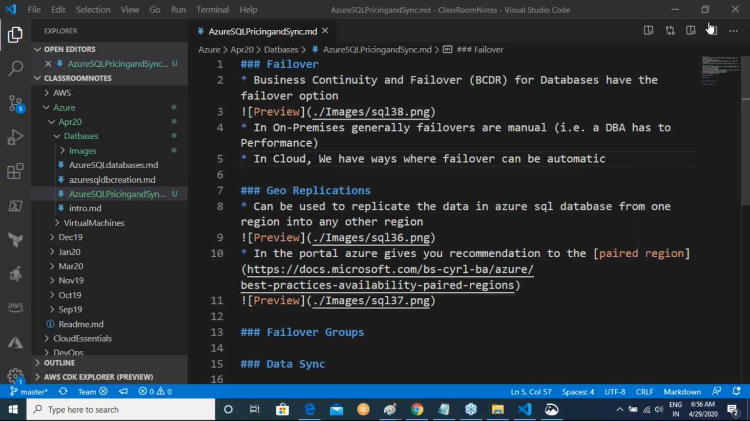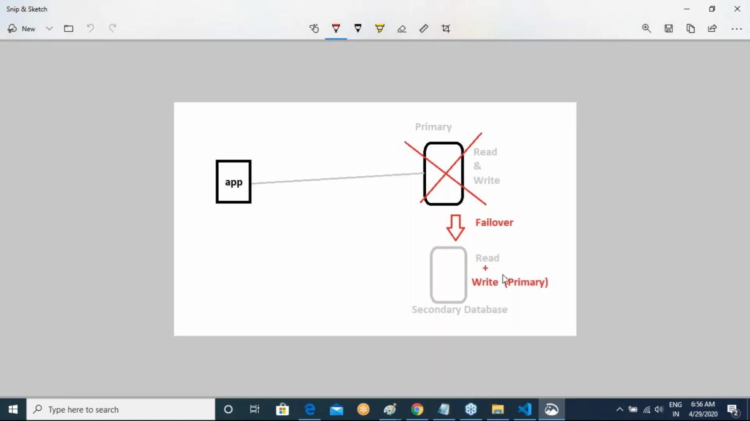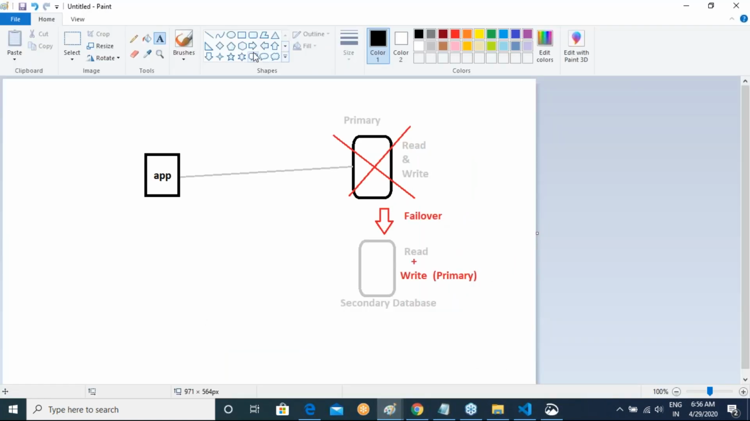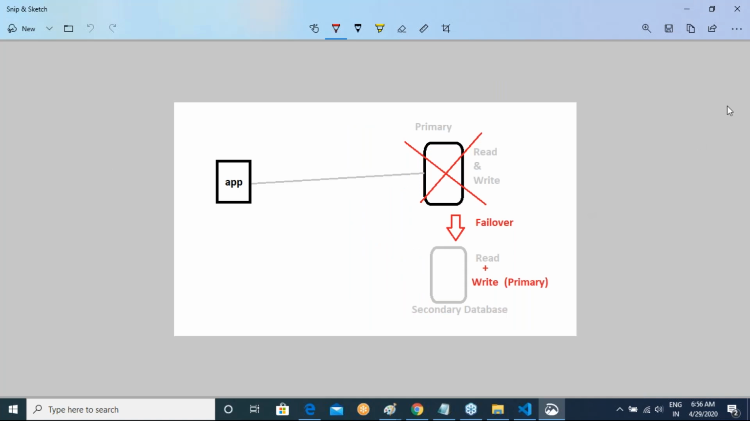So what Nagasaran's question is, you've made this primary, this has come back again, now will you make this primary? In that case, what you need to do is one more failover. You need to say that now I am going to do a failover from here to here. That is what you need to do. Then the other one becomes a primary.